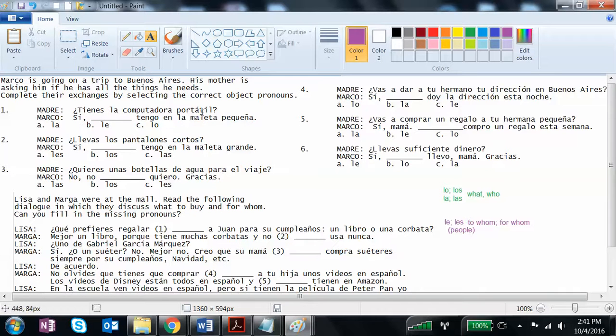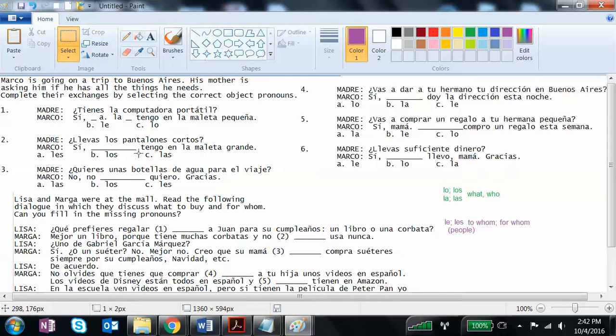¿Tienes la computadora portátil? Sí, tengo la maleta pequeña. She wants to know if he has his computer, and he's saying, yes, I have the computer. Who's doing the having? In this case, it's you or it's I. What is being had? The computer. So we're replacing computer, and since it's feminine, we would need la. So that's what would go here.